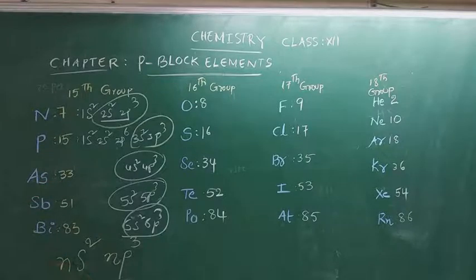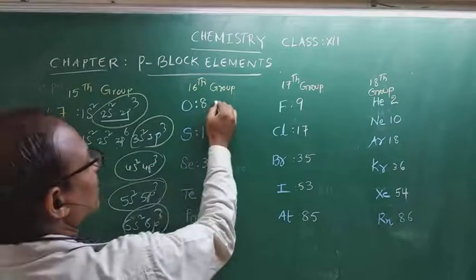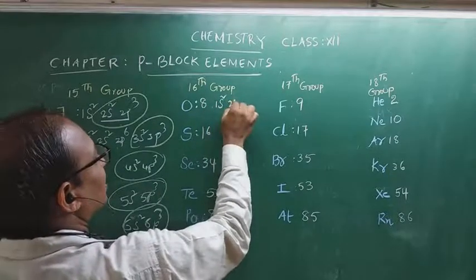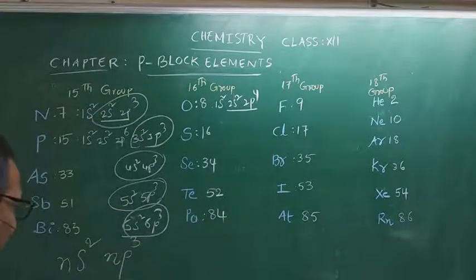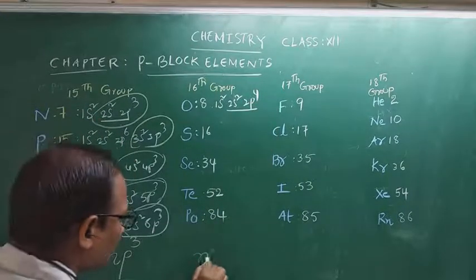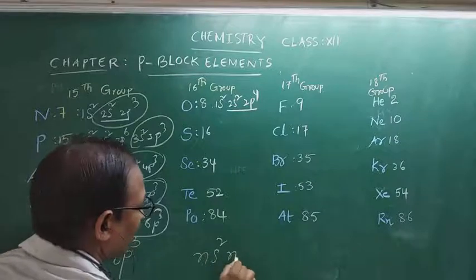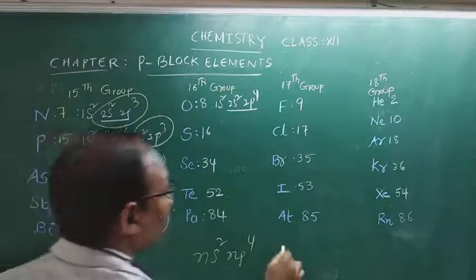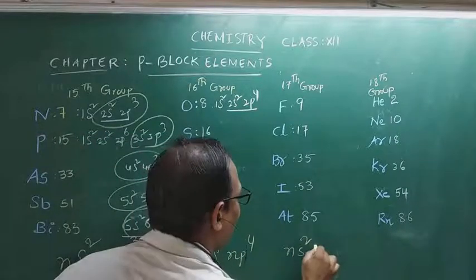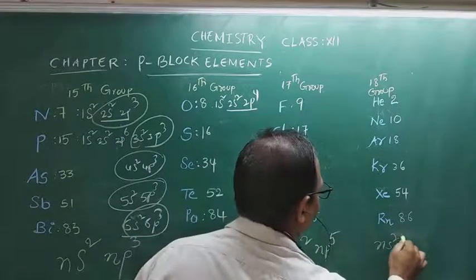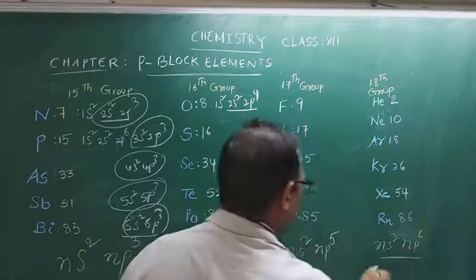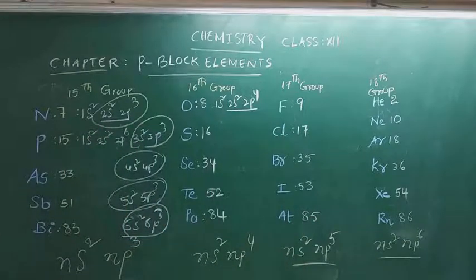The same way, the 16th group also, once I will show you. Oxygen atomic number 8, electronic configuration 1s2, 2s2, 2p4. So the general valence shell electronic configuration is ns2 np4. Now 17th group elements the same way, ns2 np5, and 18th group ns2 np6. I tell you what ns2 np3 means.